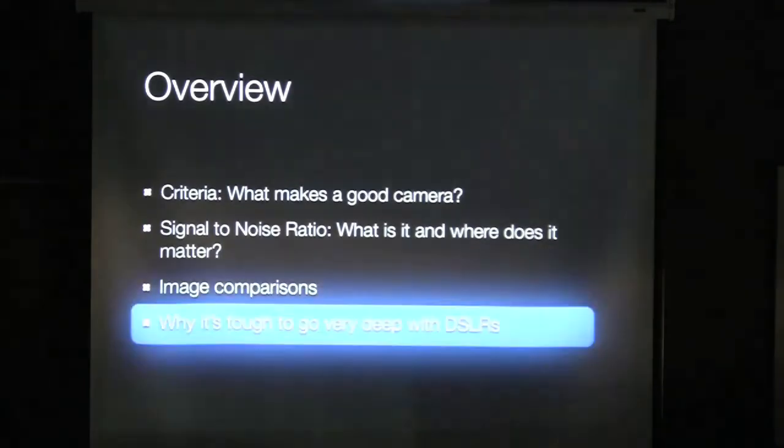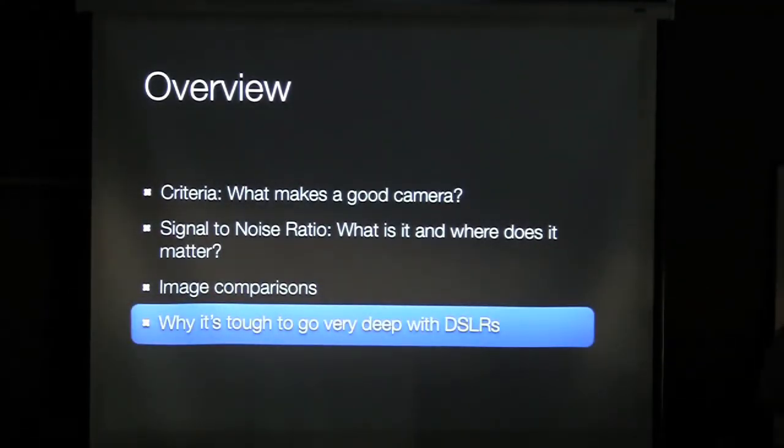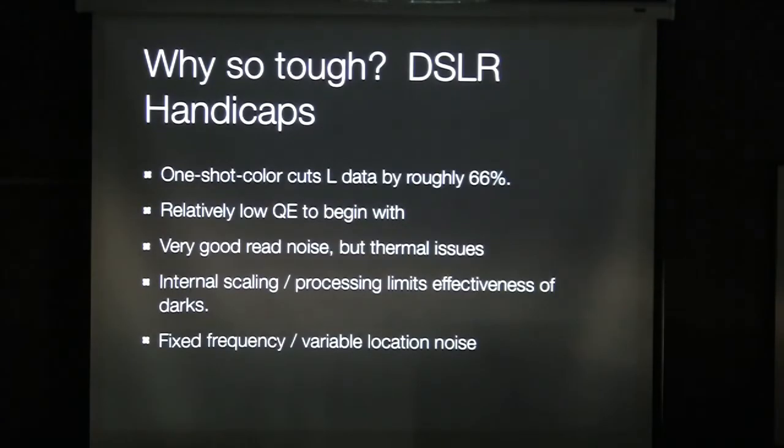All right, we're going to come down to why. Why is it that it's tough to go very deep with digital SLRs? I'm going to hit a couple points here. A one-shot color sensor is going to end up hurting you in terms of the luminance signal to noise. You've stuck a color filter over there, and so you're cutting your light by at least 66% hitting each thing. So your signal is going to be down. You're trading a whole bunch for convenience. I've done a lot with one-shot color cameras.